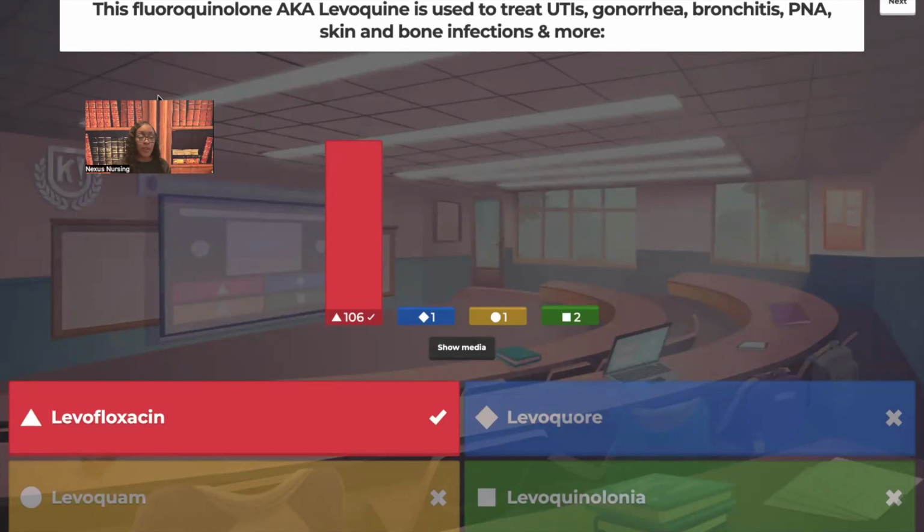All right, the correct answer, very good. 106 of you guys went with levofloxacin. I made up the other drugs. The other drugs don't even exist. I just made them up. Levofloxacin, that's your fluoroquinolone.